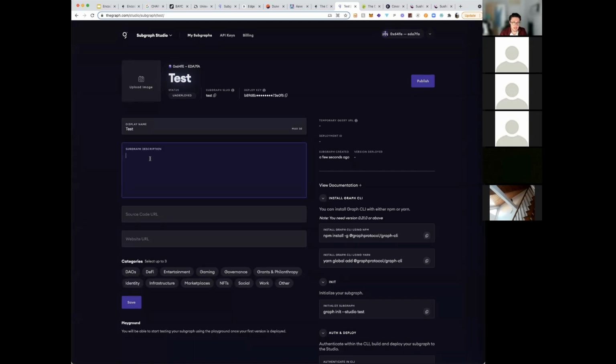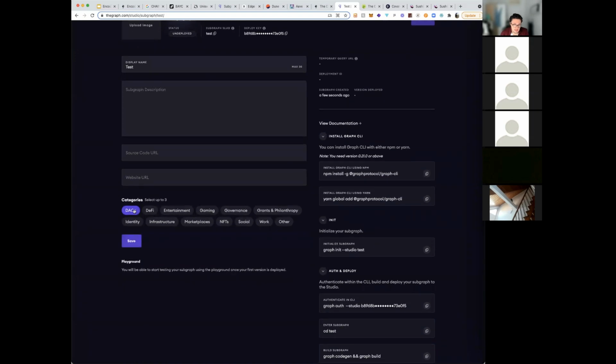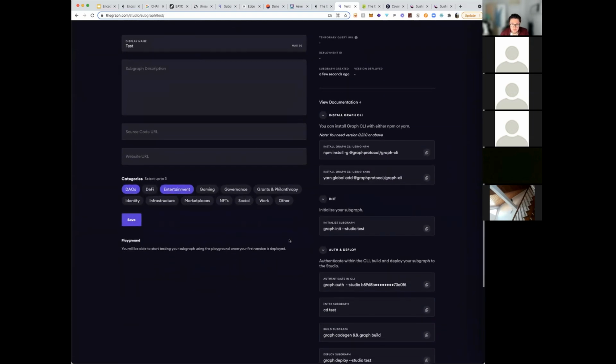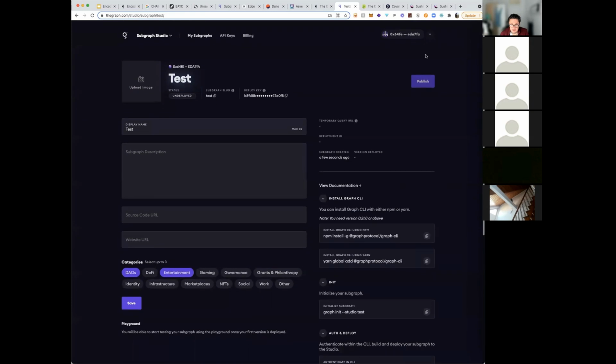I can give it a description. I can give it source code. Obviously, I have to actually write the code for this, which I haven't done. This is just giving me the general descriptions. We'll go through in a couple of weeks how you actually do this from start to finish, but this is just to give people a general view.